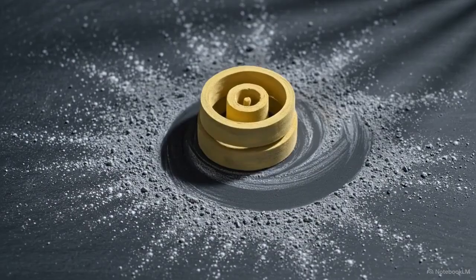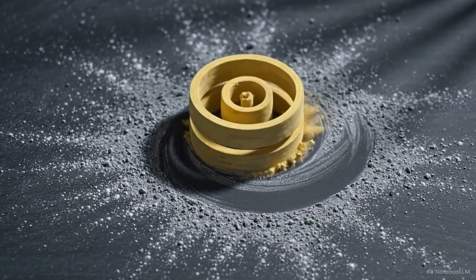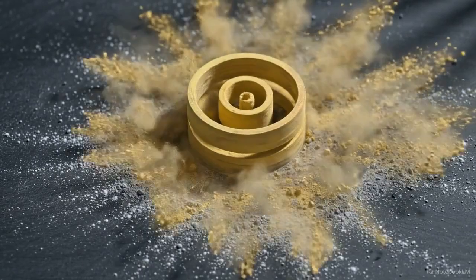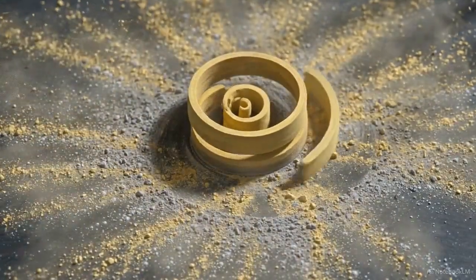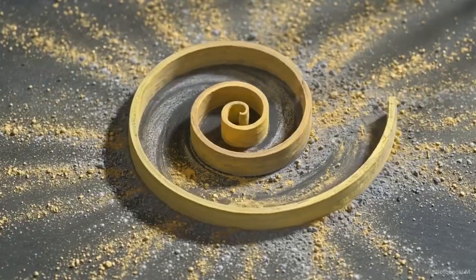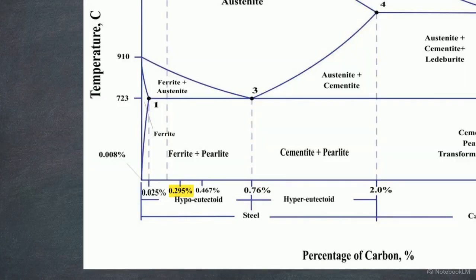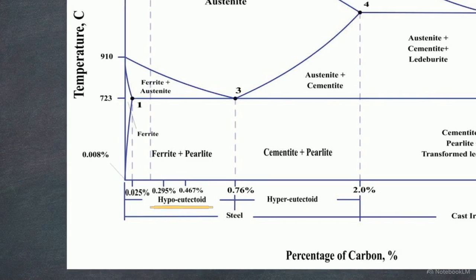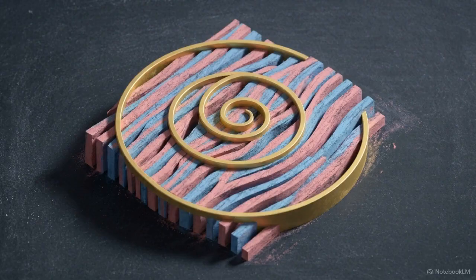We have just generated two distinct carbon mass percentages, 0.295% and 0.467%, derived entirely from the geometry of the golden ratio. Mapping our theoretical 0.295% and 0.467% markers onto the x-axis of the phase diagram subdivides the hypoeutectoid steel region. Adding these golden ratio-derived percentages gives a sum of 0.762%. This perfectly matches the defining eutectoid point mapped at 0.76%. The defining microstructural boundary of steel correlates with the geometry of the golden ratio.